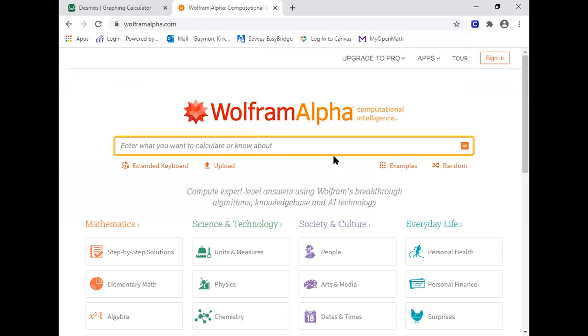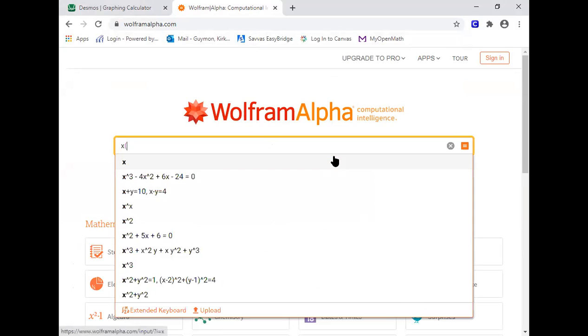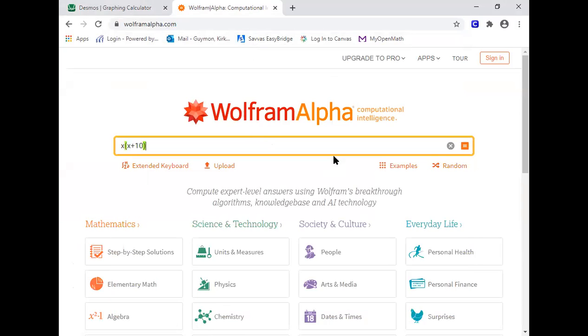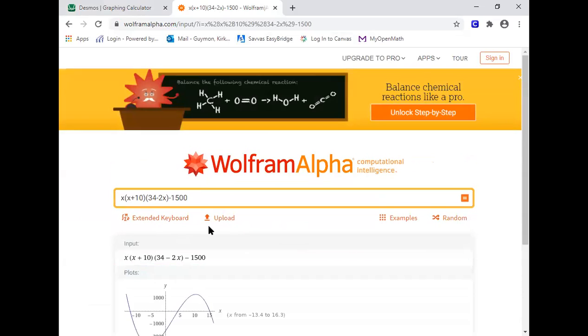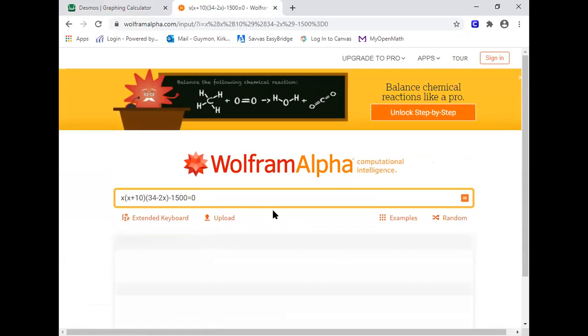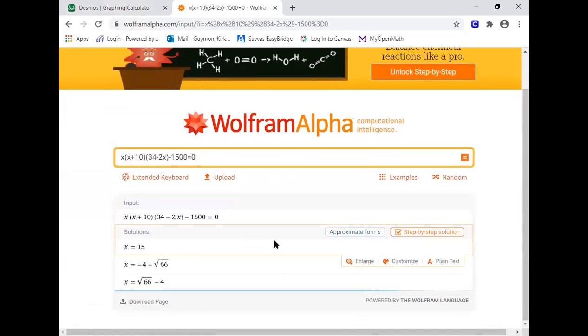And I could just type it in here. I could type in x, the x plus 10, the 34 minus 2x, and the minus 1,500. And if we watch what Wolfram runs, I guess I could have put on there equals 0 too, right? Is what we were really interested in figuring out.